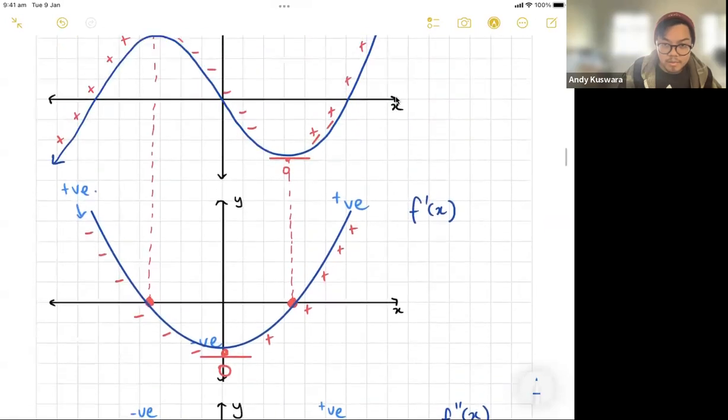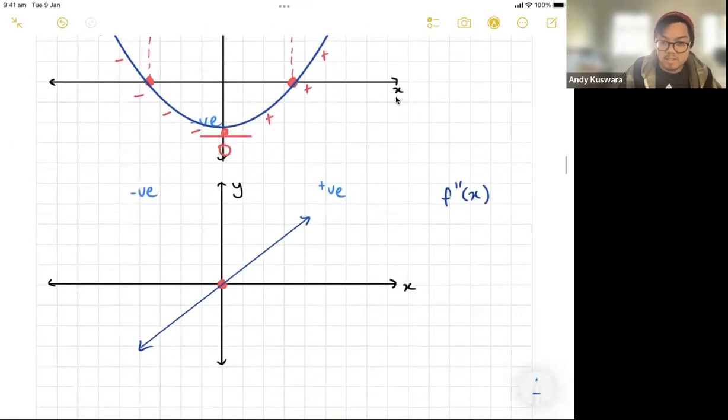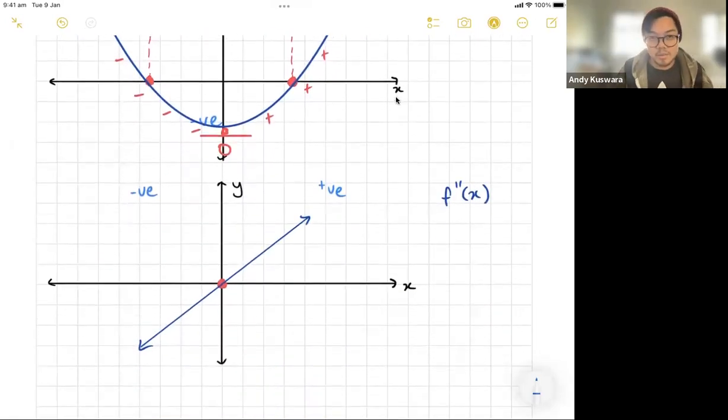Okay, they'll give you different examples, but that's essentially what you'll be doing. That's how you would draw the derivative graphically. Hope that helps, and I'll catch you guys in the next video.